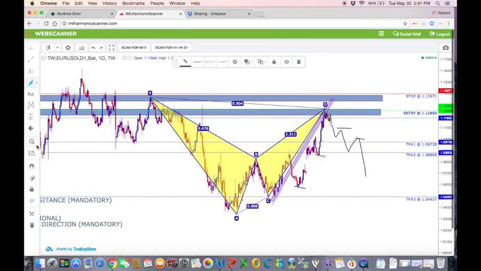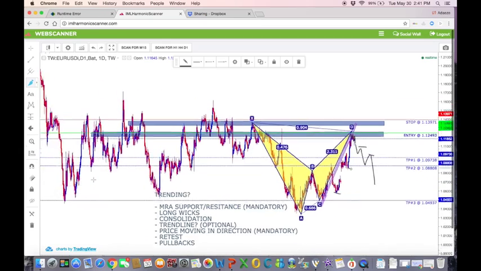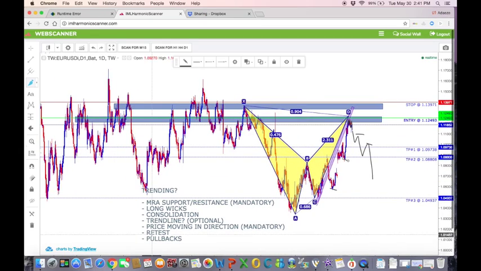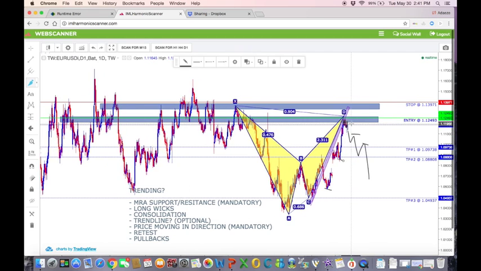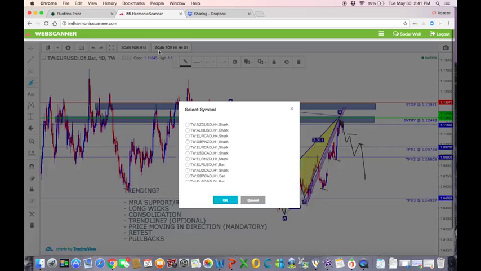Okay, so did you see how we use that list? I'm going to go and look at another one. These are just kind of accessories, but the mandatory ones are major support, long wicks. Is there consolidation? It doesn't have to be there. It's optional, but it's nice if you do see that. That shows there's a pause, that price is not wanting to go up any higher.